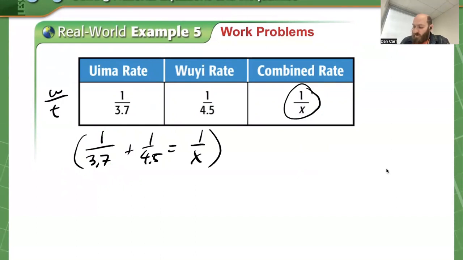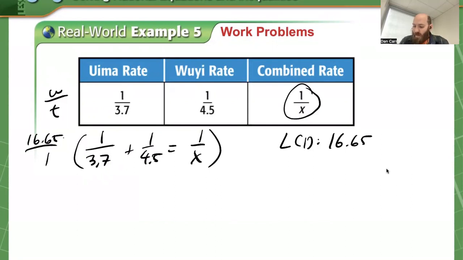So just like before, I'm going to multiply everything by the least common denominator here. In this case, the least common denominator can just be 3.7 times 4.5. We're not going to worry about trying to see if there's anything smaller than that. We're just going to multiply them together, because in all honesty, we can just multiply any two numbers together to get a common denominator. So 4.5 times 3.7 gives me 16.65.